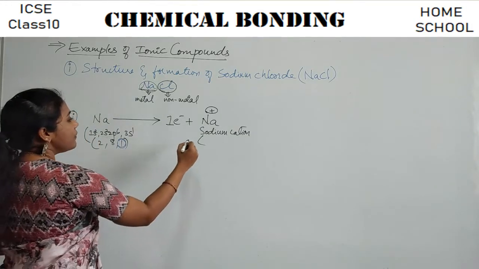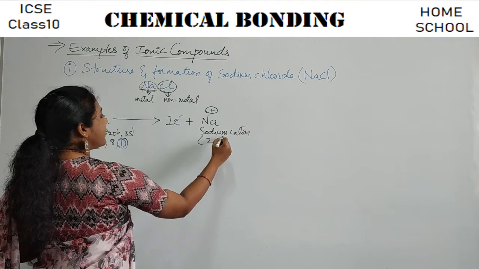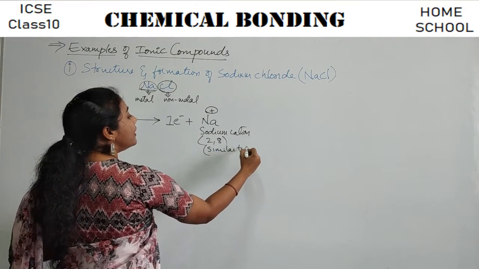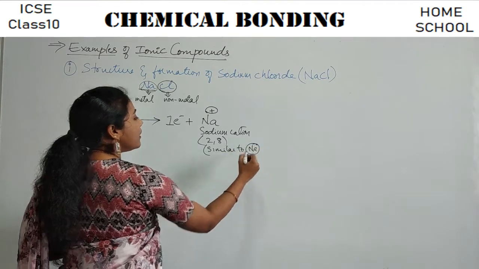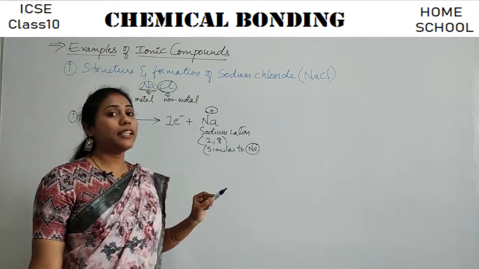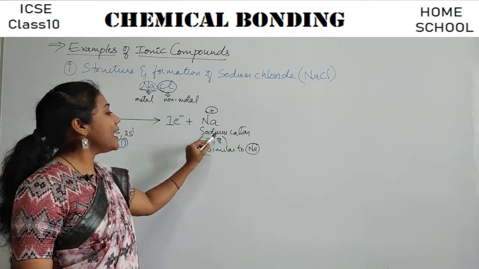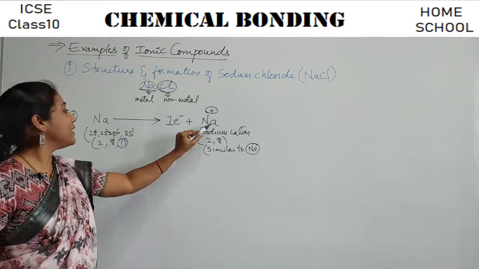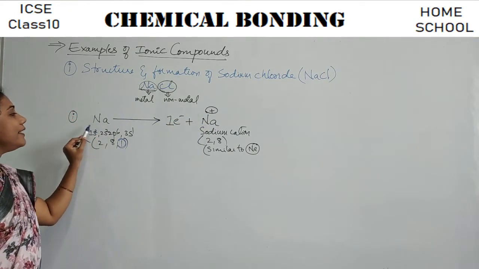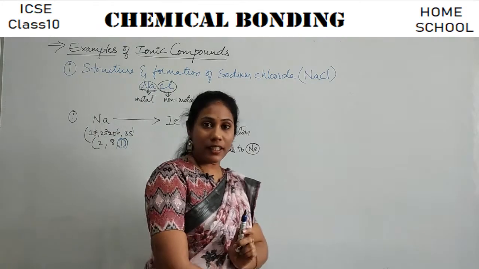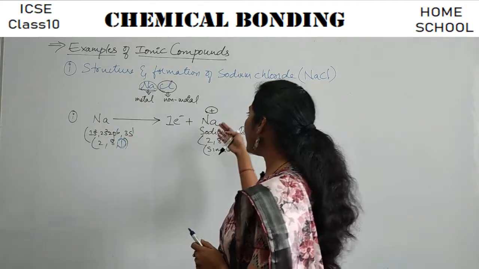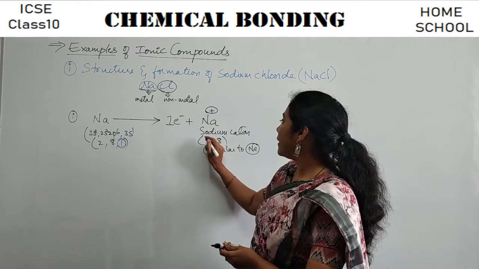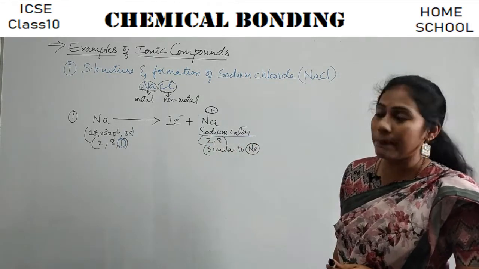And what is its electronic configuration? 2, 8, which is similar to neon. Yes or no? Neon's electronic configuration is 2, 8 only. So it is attaining a noble gas electronic configuration. So Na plus is the most stable one compared to single, neutral Na. Clear everybody? So this is how sodium loses one electron and becomes the sodium cation.